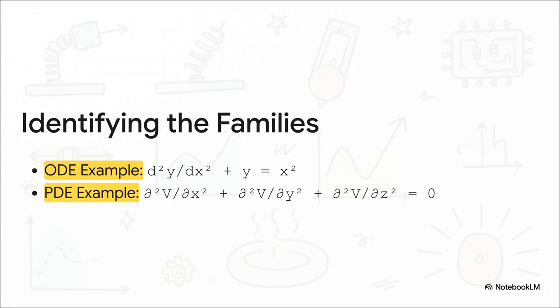And the notation itself kind of gives you a big clue. In that ODE, see the plain straight d? That's your signal that we're talking about a derivative with respect to just one variable, x. But in the PDE, you see that curly del symbol? That's a partial derivative, and it's telling you that our variable v is changing based on multiple other variables, in this case, both x and y.